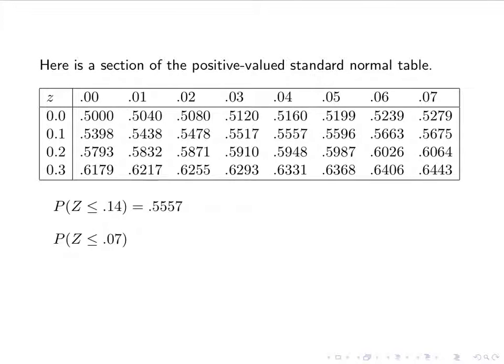If I wanted the probability that Z is less than or equal to 0.07, I go to 0.0 and then 0.07. And that will give me this guy right here. So 0.5279. If I want the probability that Z is less than 0.33, I will go to 0.3 and then 0.03 to get 0.33, and that gives me 0.6293.